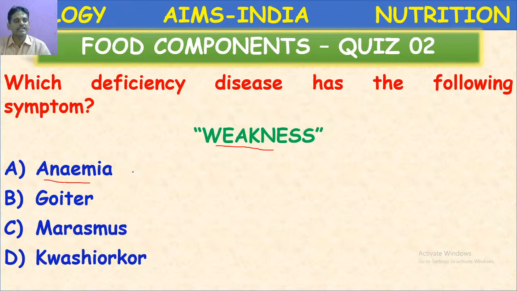Anemia. Anemia means weakness. It is due to the deficiency of iron. Deficiency of iron leads to anemia. Goiter is caused due to deficiency of iodine. Marasmus and kwashiorkor are due to the deficiency of proteins and carbohydrates. Let us proceed to next question.